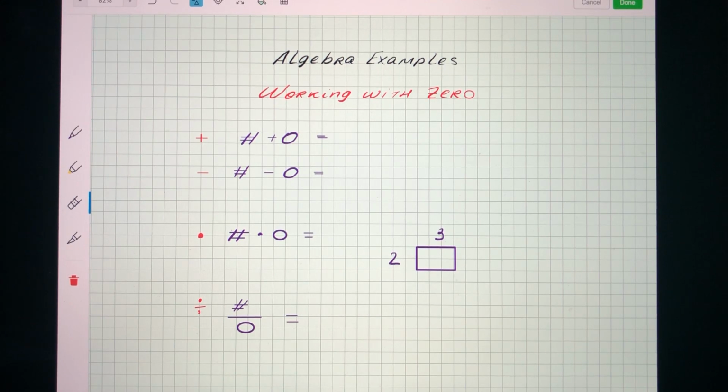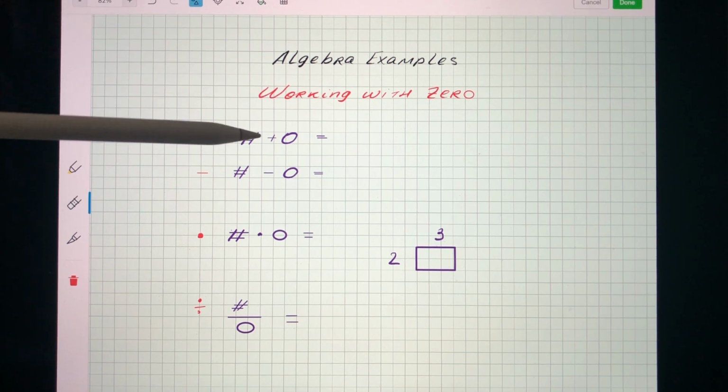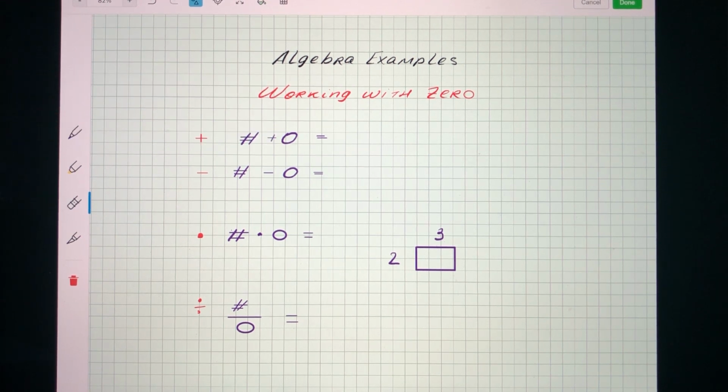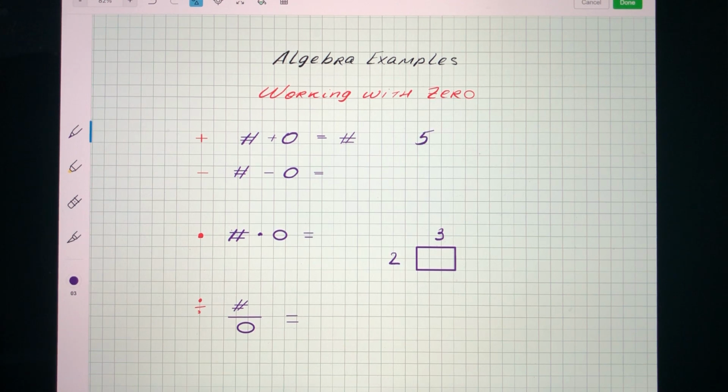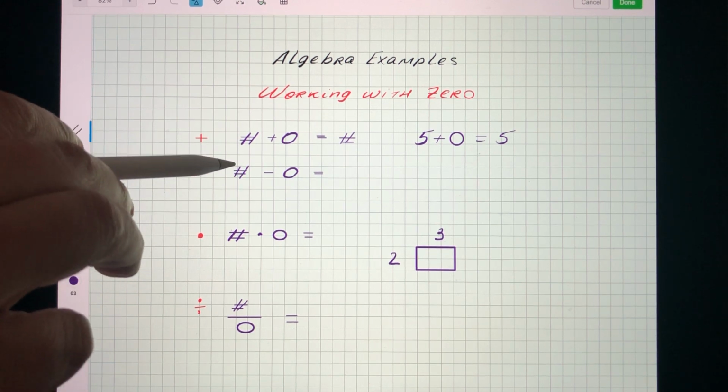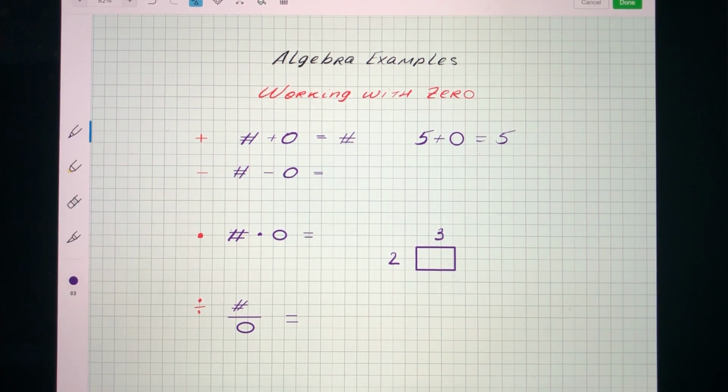Hello, in this video let's quickly look at working with 0. If we take any number and we add 0 to it, the answer is unchanged. We get back the same number that we started with. As an example, if we take $5 and we add 0 to it, the balance is unchanged. Similarly, if we take any number and we subtract nothing from it, we get back the same answer. So if we took $5 and we subtracted nothing, the balance is unchanged.